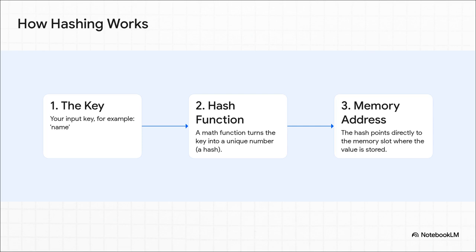Here's the rundown. You give it a key, say the string name. Python takes that key and runs it through a special mathematical function, the hash function. This function instantly calculates a unique number. And that number, it's basically the exact location in your computer's memory where the value is stored. It's not searching. It's like having a teleporter that takes you directly to the data.